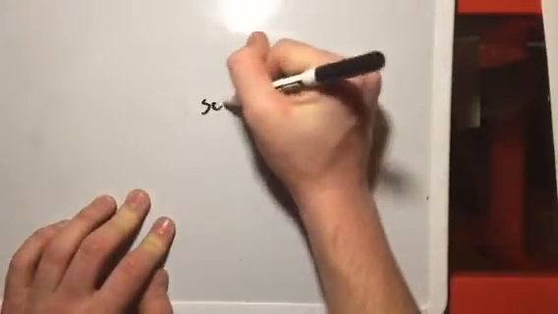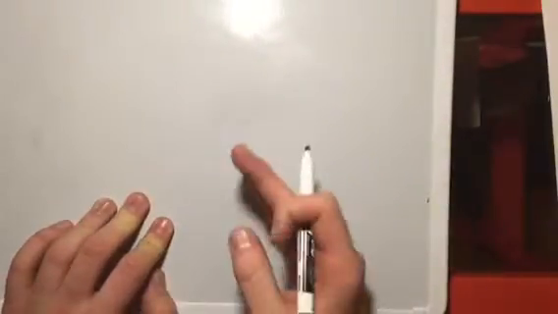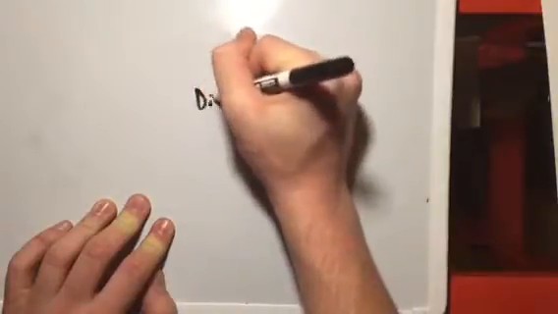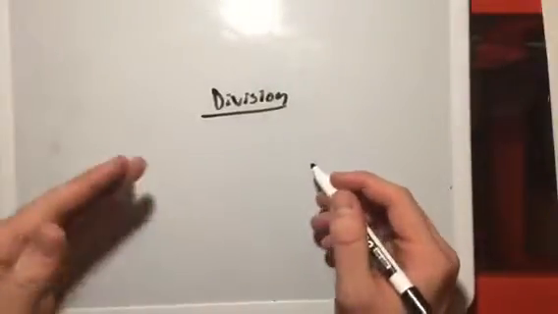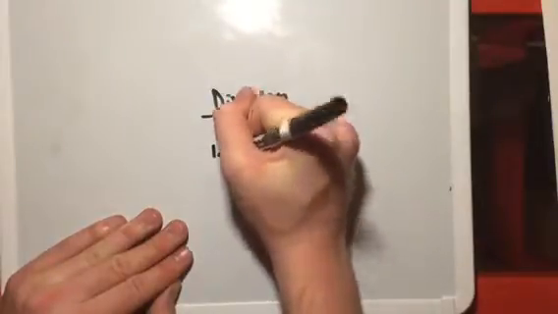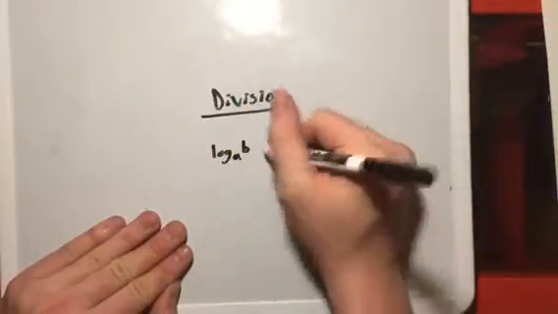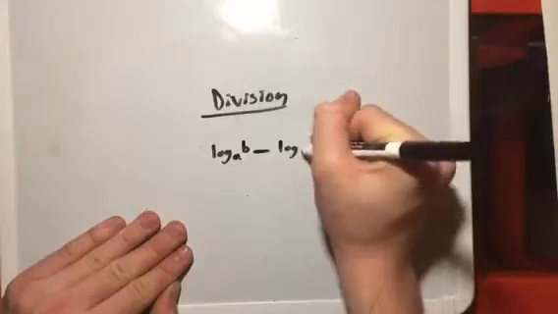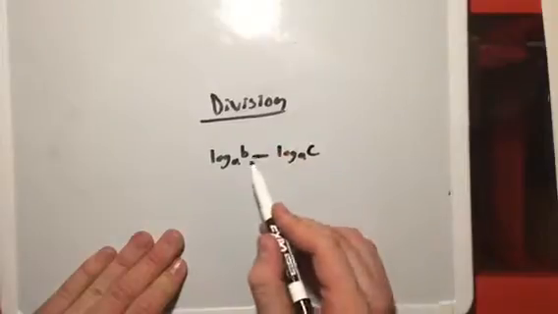Now when we wanted to add two logarithms, we used the product property. Well, what happens when we want to subtract? When we want to subtract two logarithms, we use the division property. Now what this looks like, let's just use letters for our formula: log base A of B, same one, minus log base A of C.